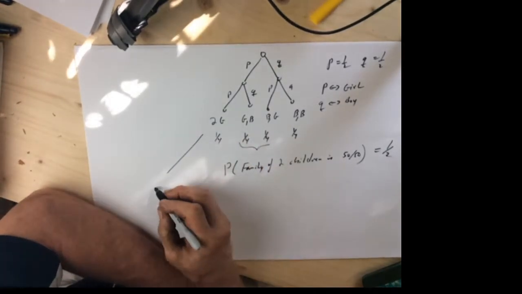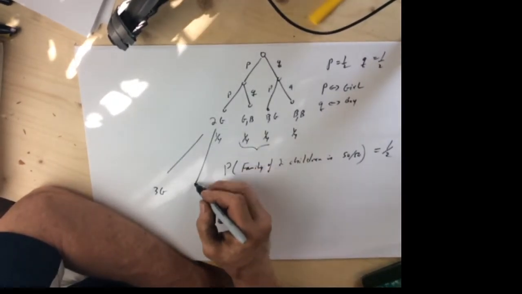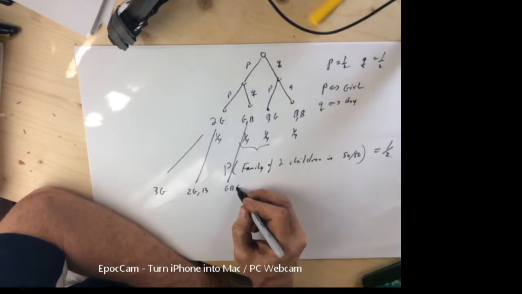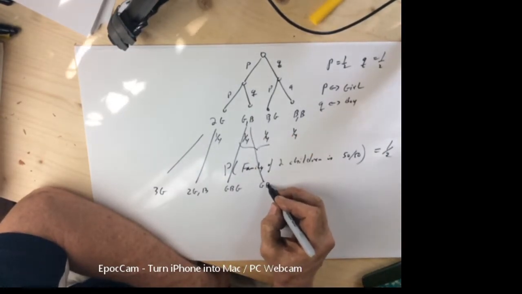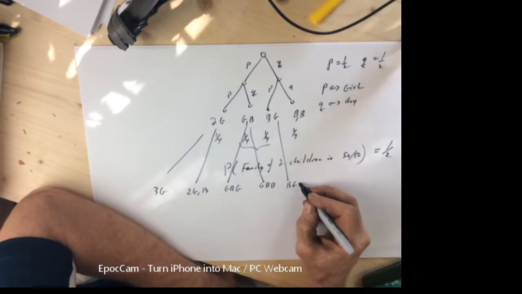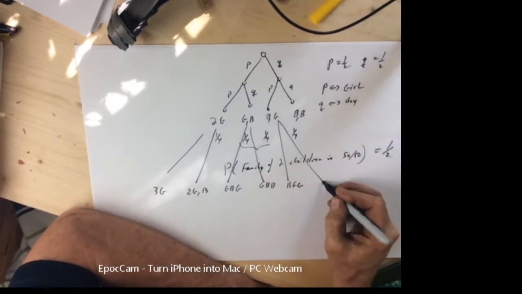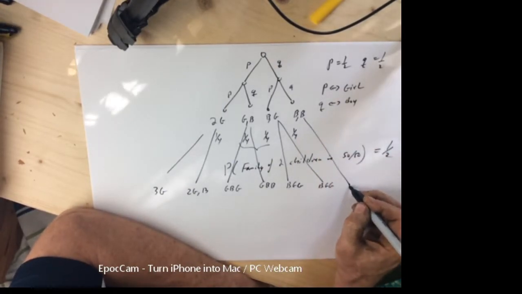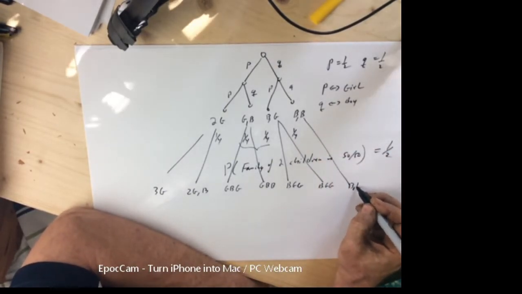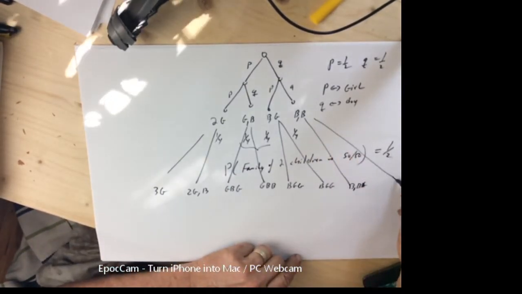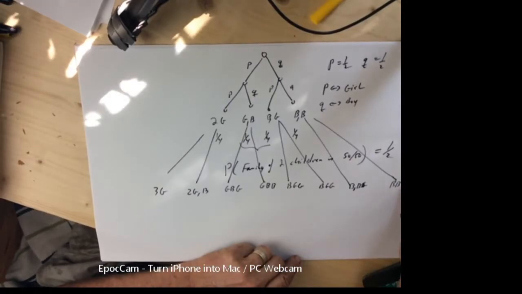Let's go to three girls, two girls followed by a boy, girl, boy, girl, girl, boy, boy, boy, girl, left is girl, boy, girl, girl, boy, boy, girl, and boy, boy, boy.